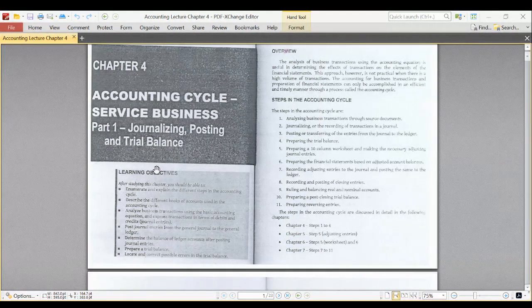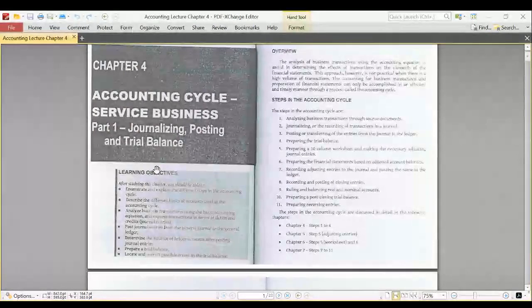Number 1, you have to analyze the business transactions. Number 2, after analyzing, you're going to journalize, or prepare journal entries. Number 3, you're going to post these entries in the general ledger. After posting the entries in the ledger, you're going to prepare a trial balance to determine the balances of each account. Number 5, since we now have the trial balance, we can prepare a 10-column worksheet and make the necessary adjusting entries. Number 6, prepare financial statements.